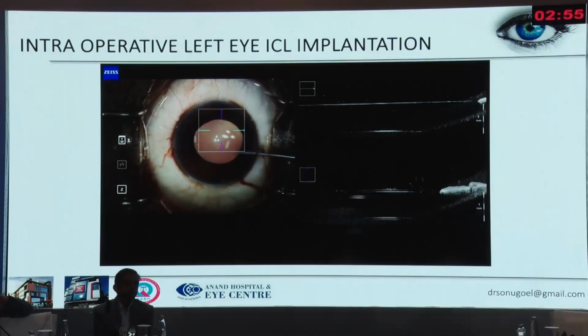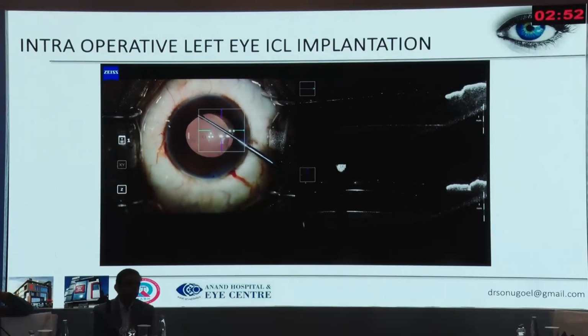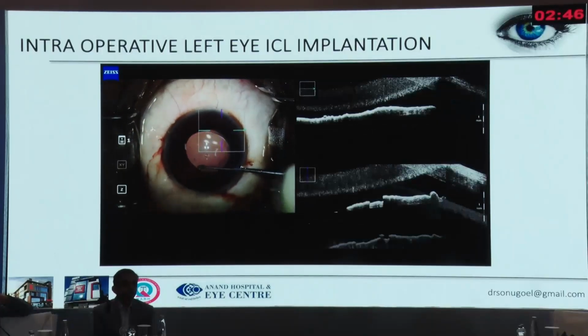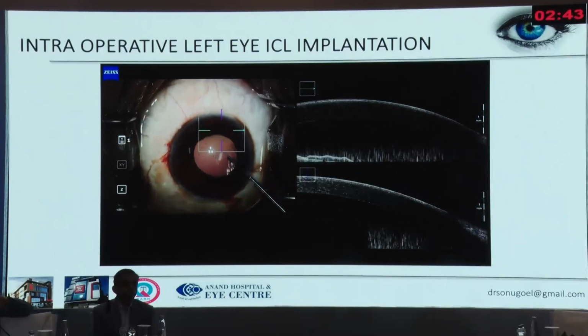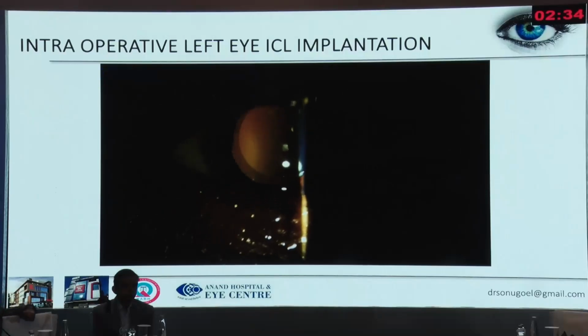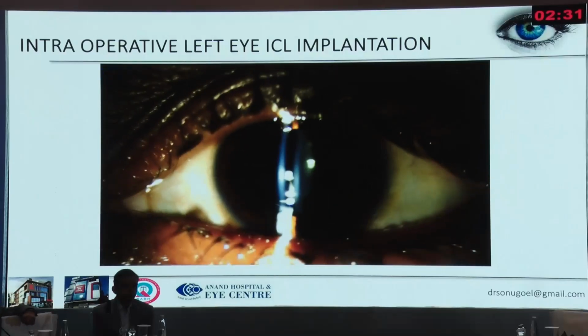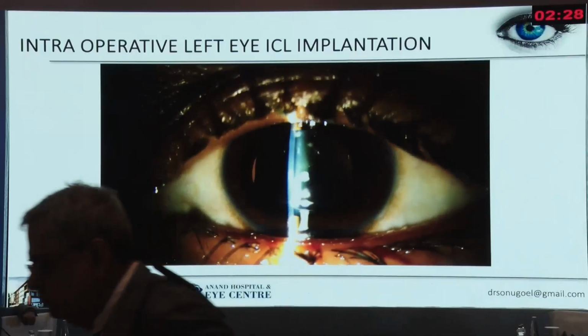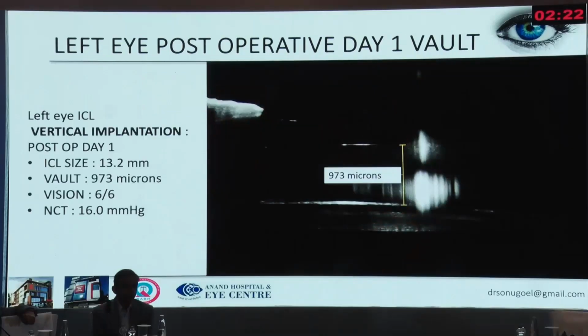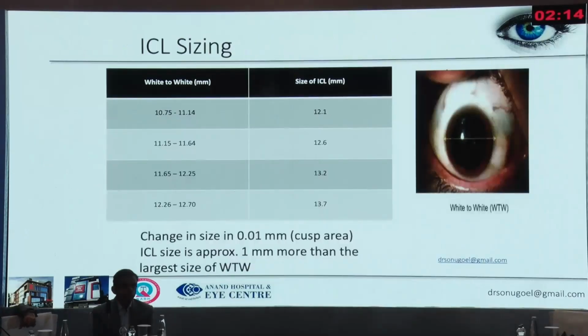Just see, from close to 900 intraoperatively, it came down to 700 with this intraop OCT. So rotation of the non-toric lens, putting the lens vertically, might help in reducing the vault. See, now there's a reduction in the vault, which is close to 700. And this is the vertical orientation, as you see the two holes, on day 1. So we were able to achieve an adequate vault in the left eye, which was close to 973 on the anterior segment OCT.